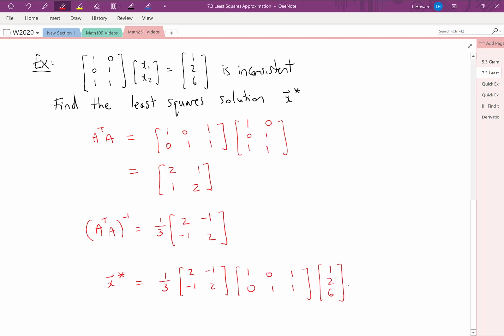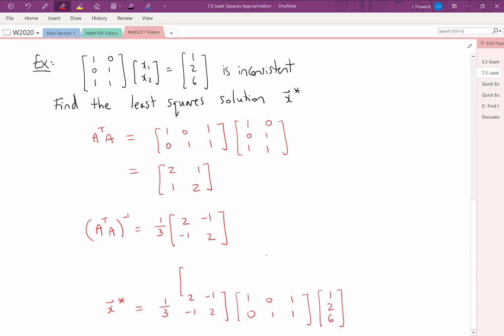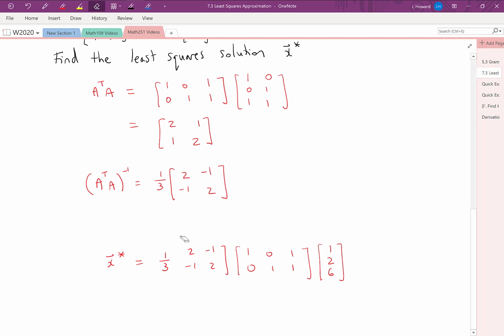Okay, if you like, I could have written a step in here just to write out the general formula so we're comfortable with that. So let's do that.